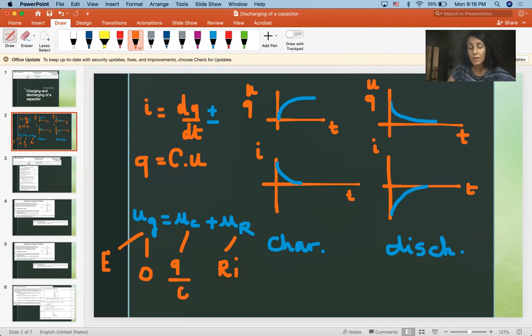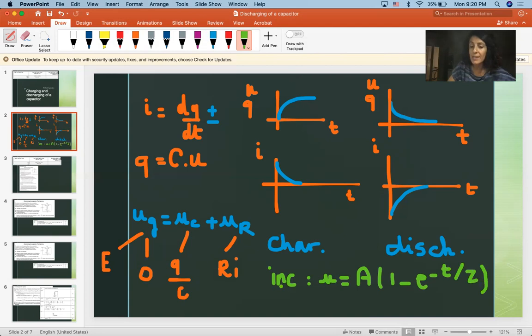You would know you have a charging if you have a generator, and you know you have a discharge if you don't have a generator. How do you write the equation for the charge? If you have an exponential increase, let me change the color of my pen. Every time you have an exponential increase, it has a shape. The shape of it would be, let's say, u equals a constant times parenthesis, 1 minus exponential minus t over tau.